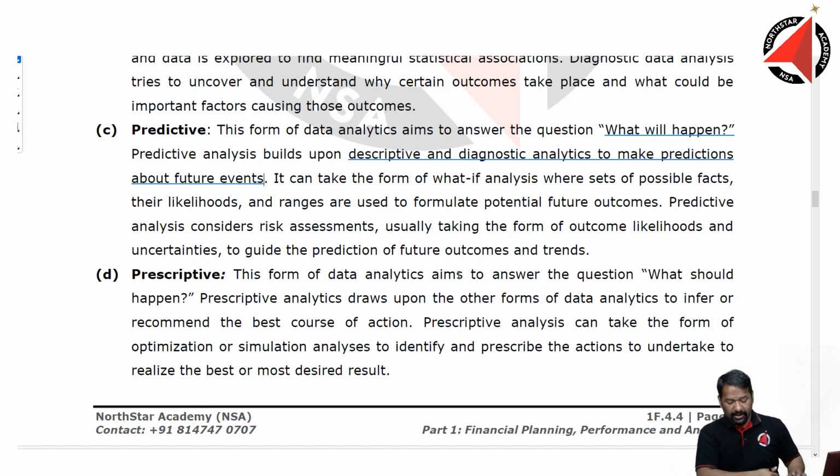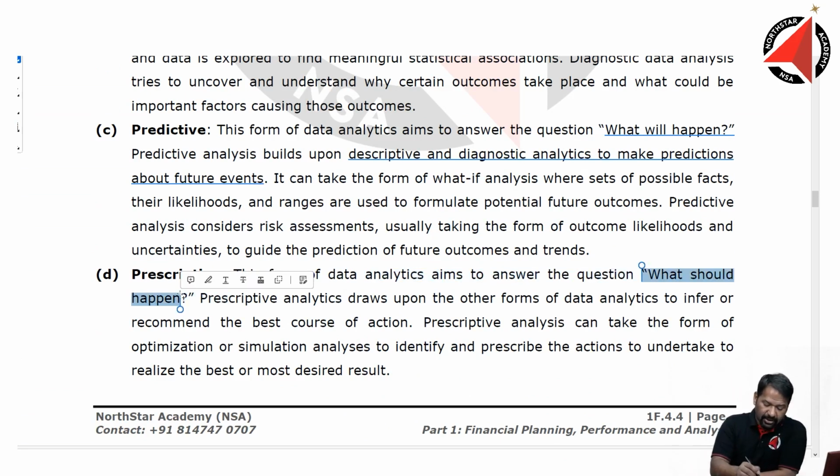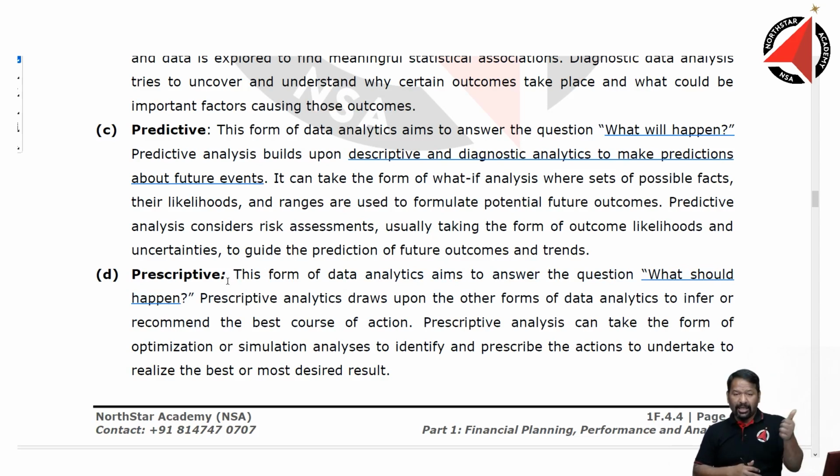Then prescriptive. This form of data analytics aims to answer what should happen. So here we understood what happened, why it happened, and what will happen, that is predictive, and finally prescriptive, what should have happened. What should have happened is based on all the data analytics that we do. We understand, okay, this has happened, but actually this should have happened as the data suggests.